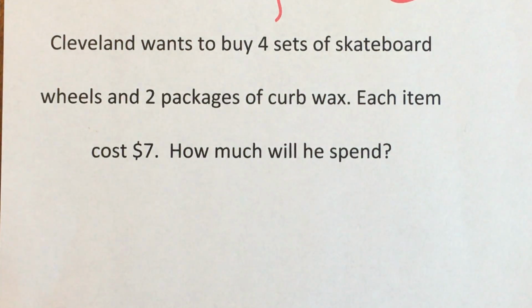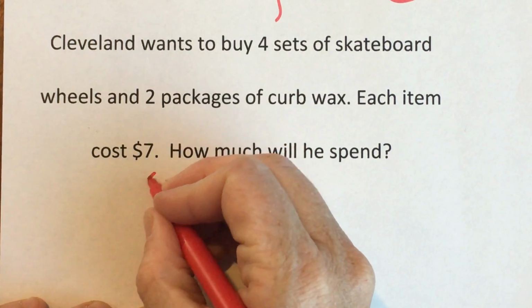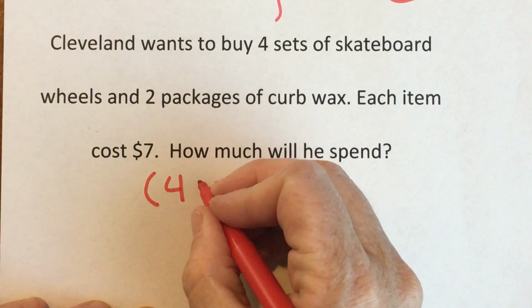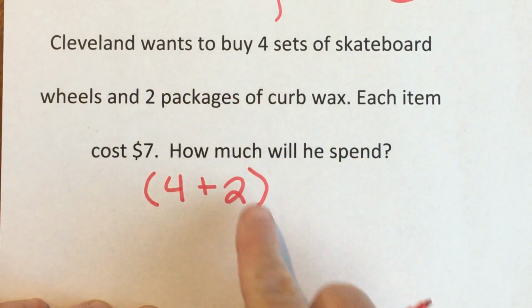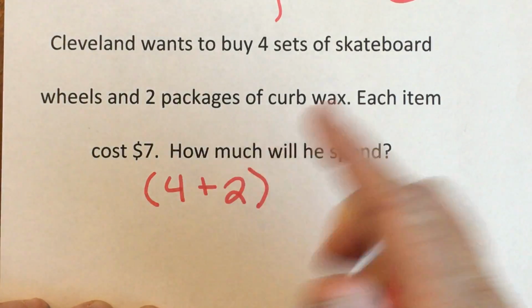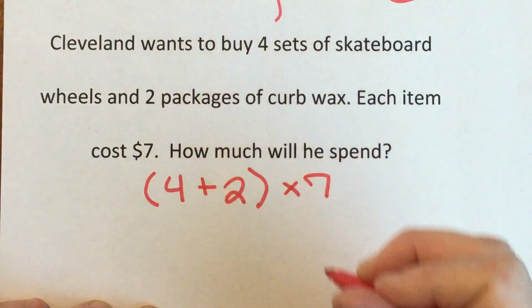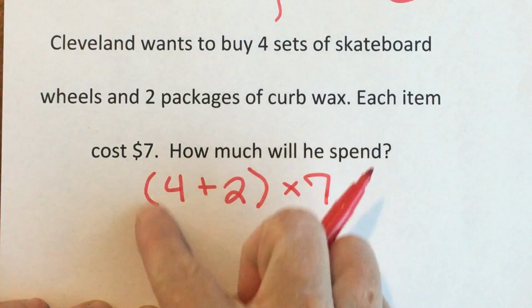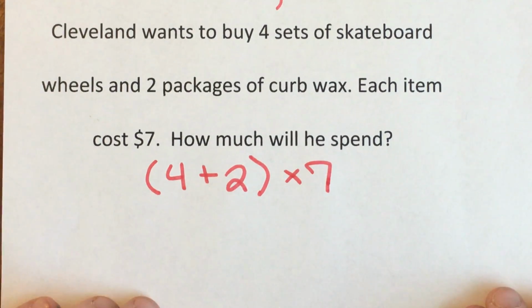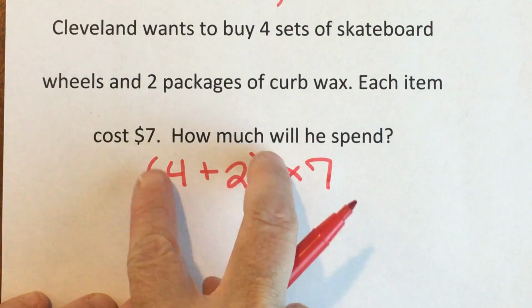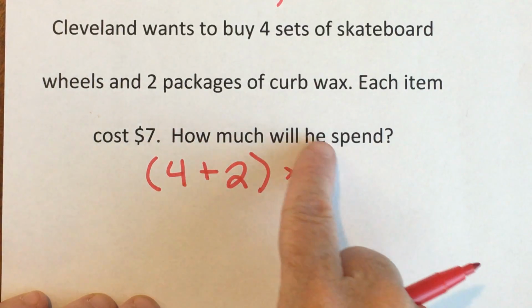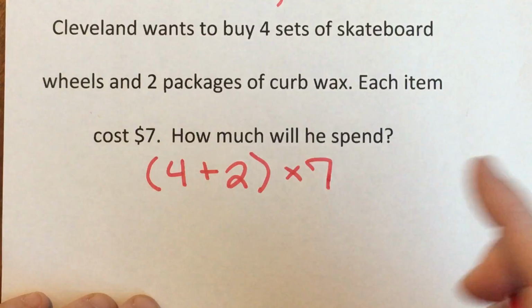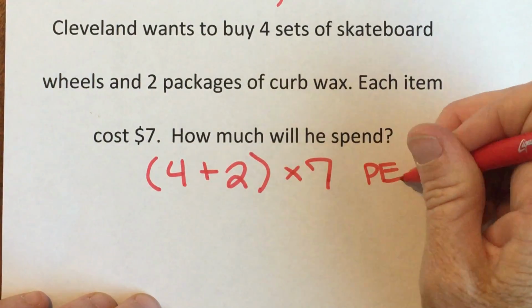So now that I kind of made sense of it in my mind, I'm going to write my expression. Well, I see it just like I saw it earlier. He bought 4 sets of skateboard wheels plus 2 packages of curb wax. So I'm going to add his items together, and then I'm going to multiply them by 7. So this is my expression. And then step 3, and see how I made it clear? You need to add these first. So I put parentheses. If I didn't add them first, someone would think to multiply first, and they would get a very different answer.